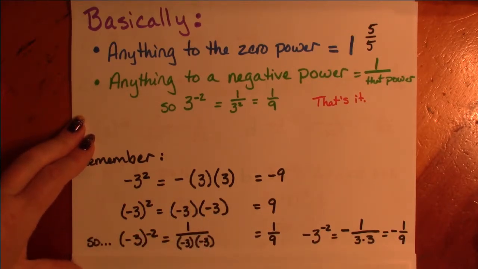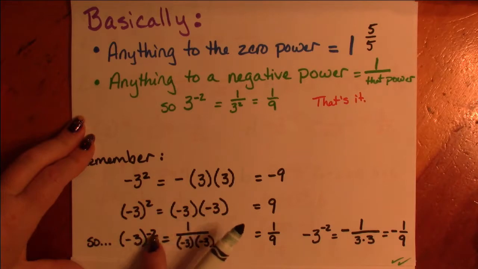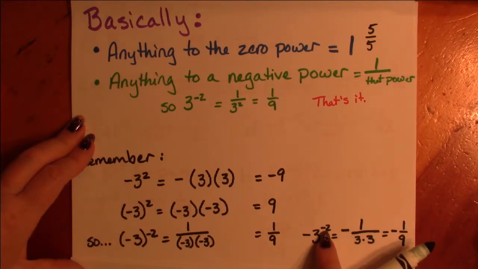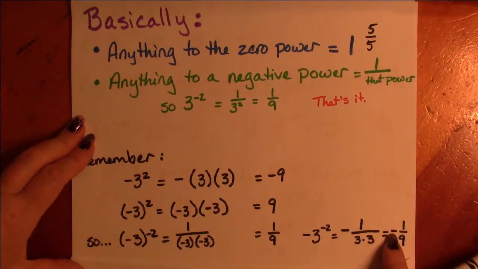So let's take that to our negative exponents. Negative 3 in parentheses to the negative 2 is 1 over negative 3 squared, which is negative 3 times negative 3, and that equals 1 over 9. And negative 3 to the negative 2 without parentheses is negative 1 over 3 squared, which is negative 1/9. Got it? Go over it again if you need to get it square in your head. But this is what they're going to be asking you questions about.